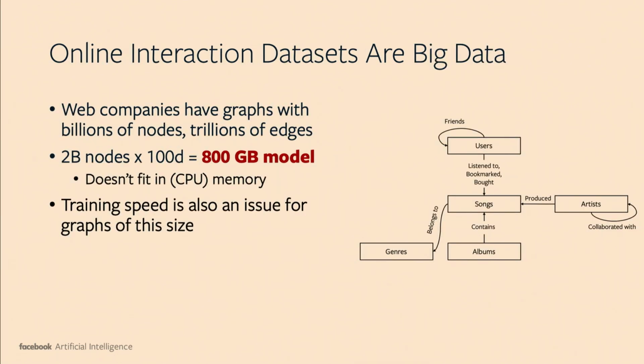But the thing about these types of online interaction data sets is that they're really big data. So web companies have data sets like this that could have billions of nodes and trillions of edges. And if you think of a graph that has 2 billion nodes and you just pick an embedding size of 100 dimensions, you now have an 800 gigabyte model, which doesn't fit in even CPU memory, let alone on the GPU. And then when you look at graphs of this size, training speed is also an issue. When I'm trying to train on a data set of size 1 trillion, training speed is also obviously an issue. So we want to ameliorate both these problems.